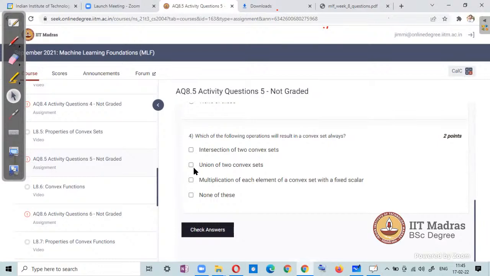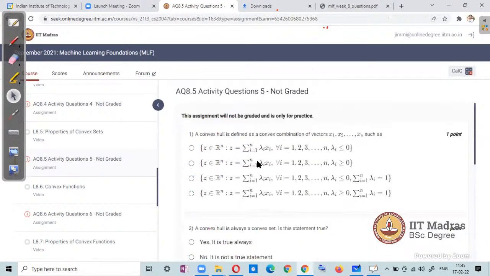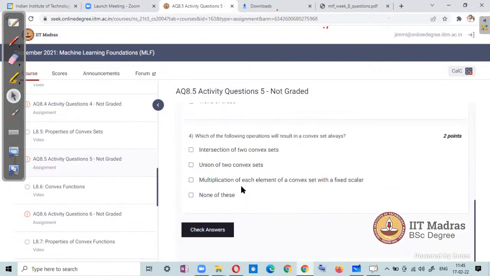And union of two convex sets: we can see in the earlier question 8.4, when we had something like this, if we take the union of these two, it's not a convex set. So this one is your correct answer. And multiplication of each element of a convex set with a fixed scalar: what do you say about this one?